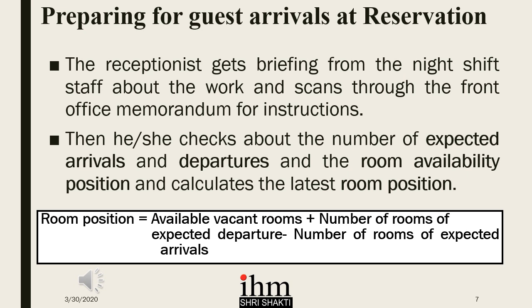The formula is: room position equals available vacant rooms plus number of rooms of expected departures minus number of rooms of expected arrivals. From this, we can get a clear picture whether the number of rooms available is more or less than the number of rooms required for the expected arrivals, that is, a positive or negative position.